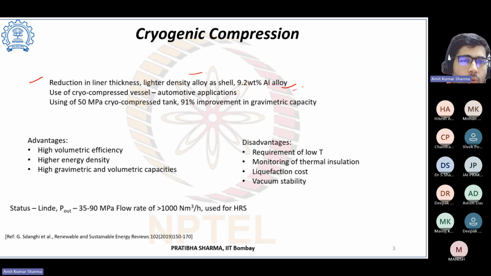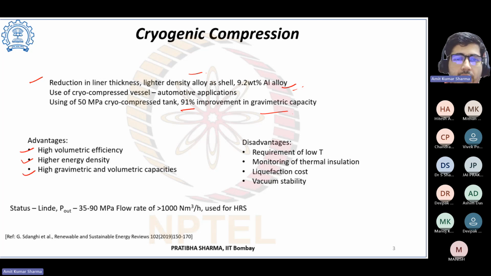So it is used for automotive applications using a 50 MPa cryo-compressed tank. So you can have a 91% improvement in gravimetric capacity. The advantages are high volumetric efficiency, high energy density, and high gravimetric and volumetric capacities.